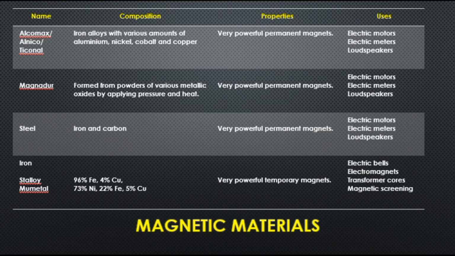Mumetal. Composition, 73% nickel, 22% iron, 5% copper. The properties, very powerful temporary magnets. And uses, electric bells, electromagnets, transformer cores, and in magnetic screening.